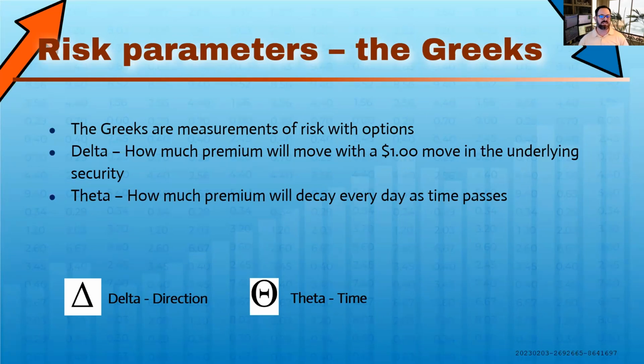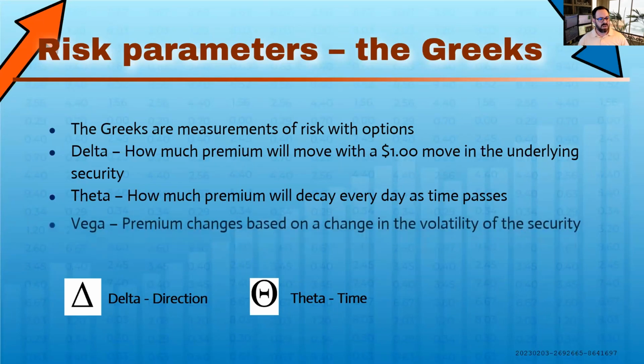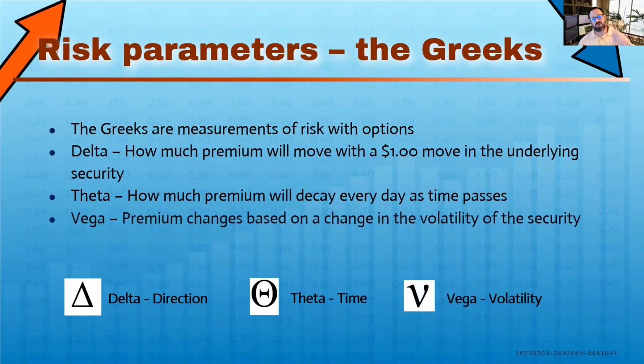For the spreads. Okay. Vega, by the way, is probably one of the most important option Greeks, and that is how premium changes based on a change in volatility of the security. Okay, so we'll talk about that. V is for volatility. So it's somewhat easy to remember: delta, D for direction; theta, T for time; vega, V for volatility. And I'll actually get to the calls and the bids and asks in just a little bit. I will cover that. Don't worry.